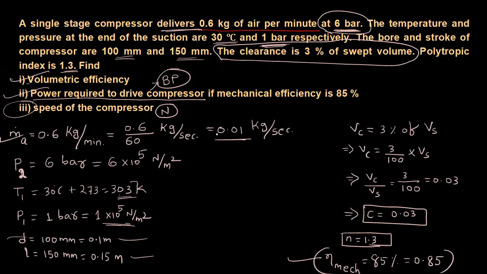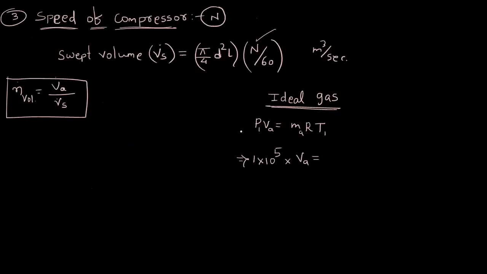Mass flow rate of air is 0.01, into here. This R value is 287. We cannot write here R equal to 0.287. Why? Because this pressure we have taken in Pascal, so this R also we have to take in joules. If you are writing R value 0.287, then it will be kilojoules. In that case, this pressure also you have to take in kilopascal. Okay, 10 to the power 2 you have to multiply over here into inlet temperature.